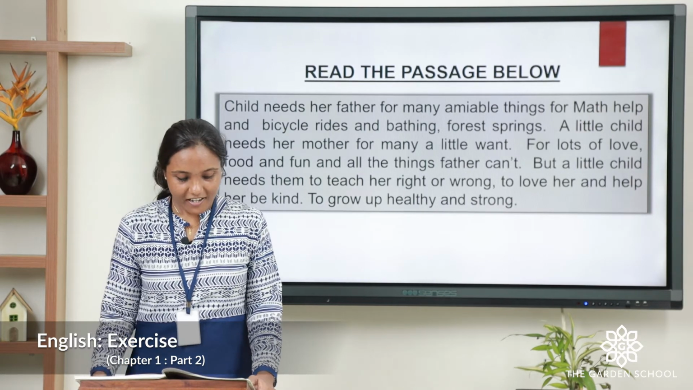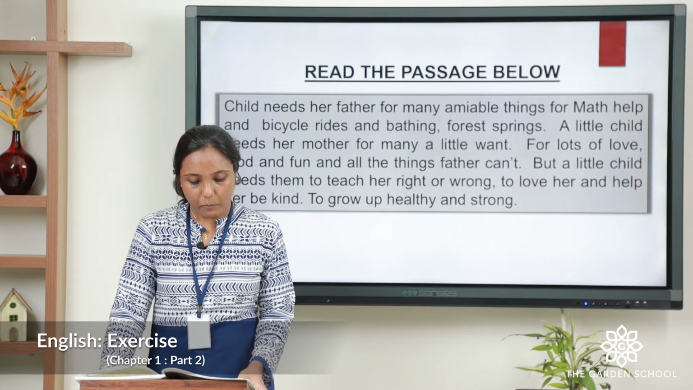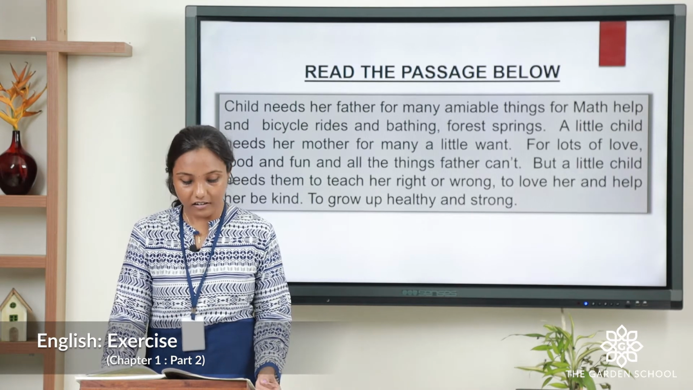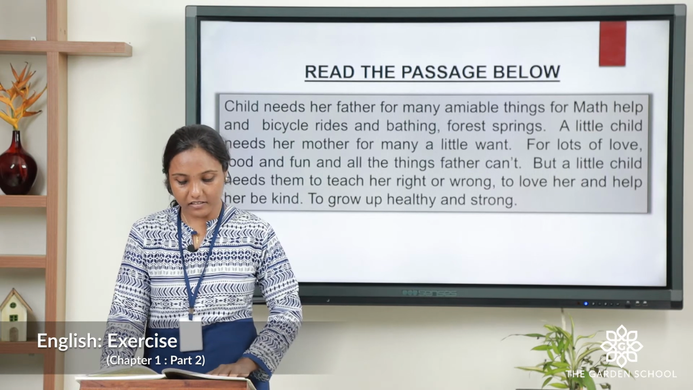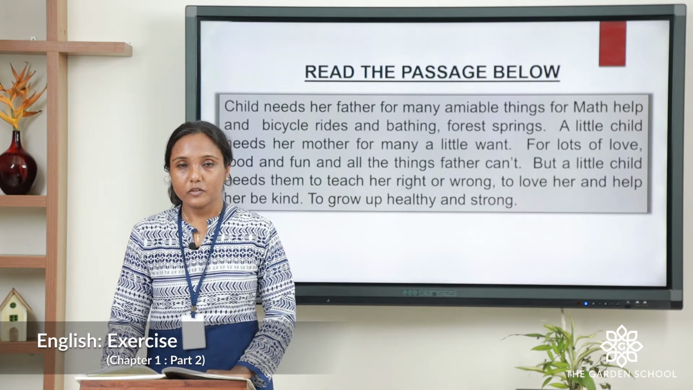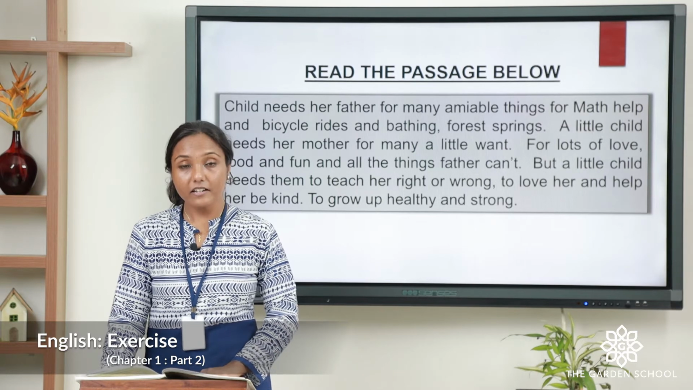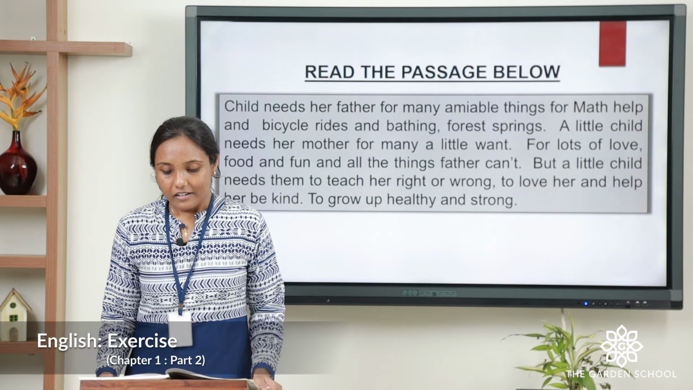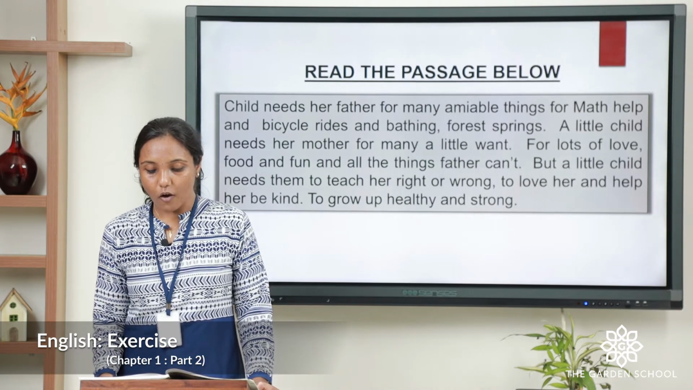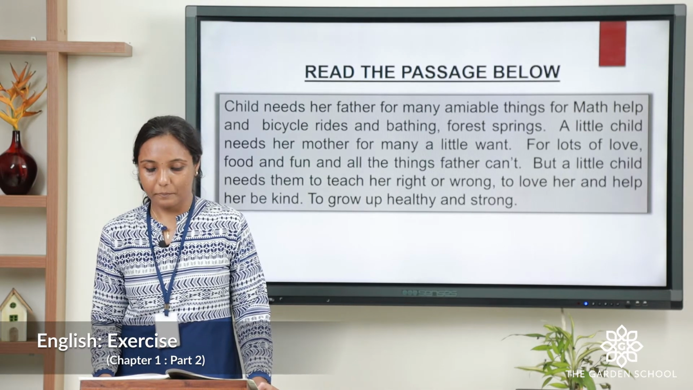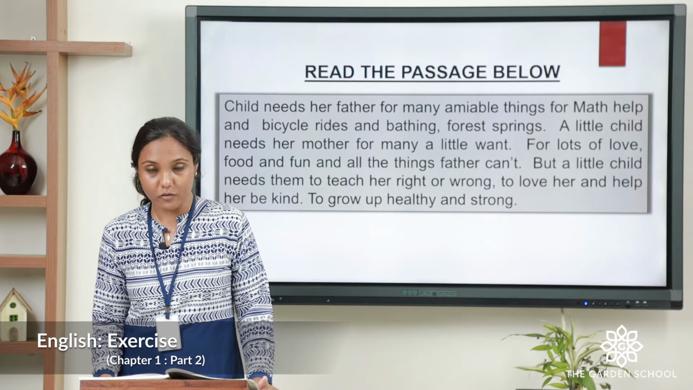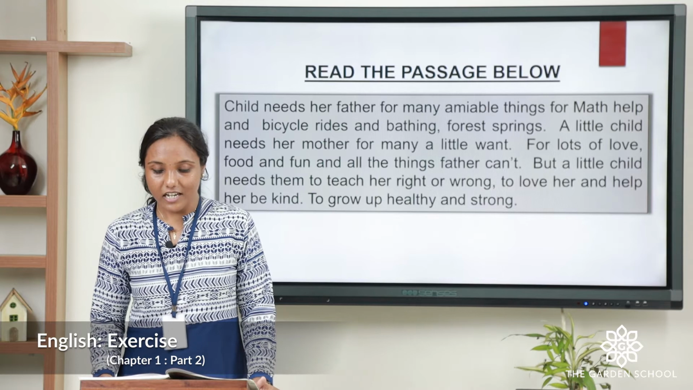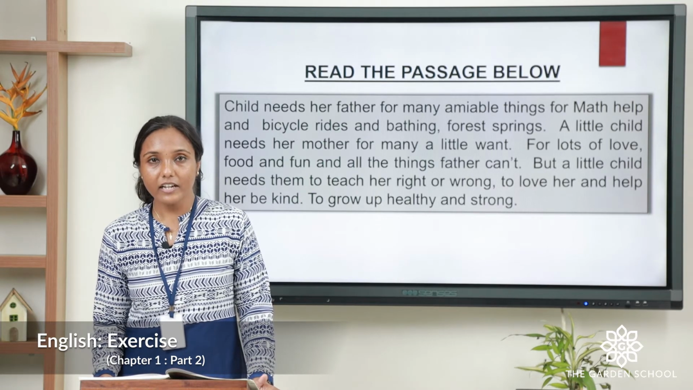Let's see. The first one is: the poem talks of the relationship between a child and her, is it father, mother or parents? So easily we can say that it's parents. So the answer is parents. Next one: it talks of a dash relationship: loving, uninteresting, sad. So the correct answer is, it talks of a loving relationship.